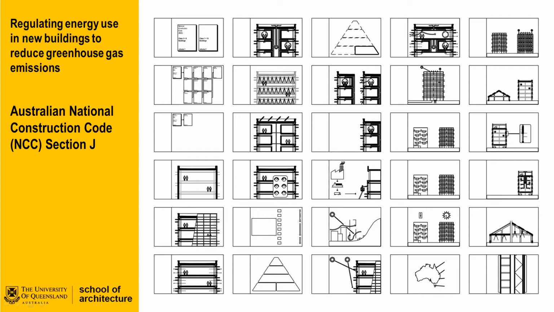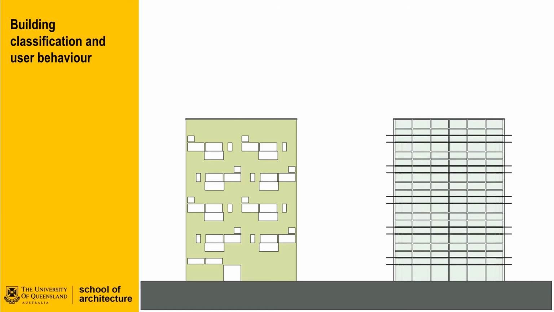In this series we will be talking about the regulation of energy use in buildings to reduce greenhouse gases with reference to the Australian National Construction Code Section J. Section J makes some assumptions about the way occupants will use buildings and the way they consume energy.